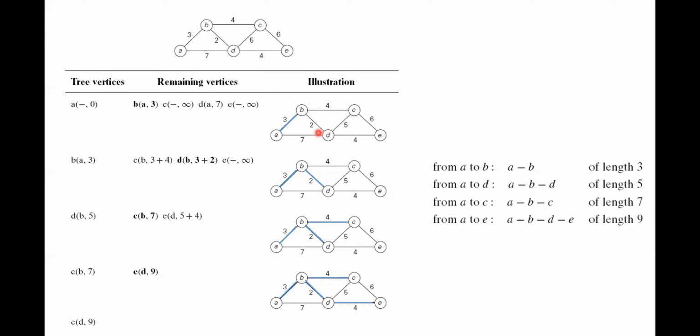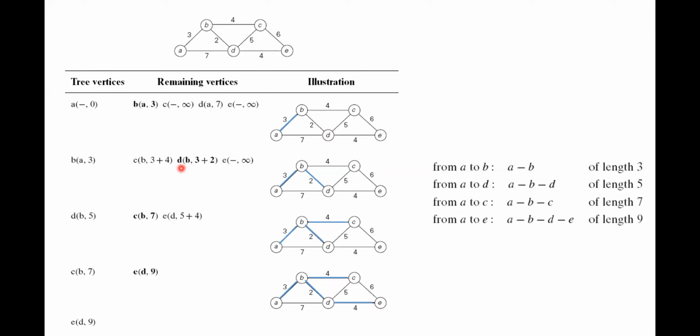So earlier there was a path, but the cost was 7. Now I have found a new path, 3 plus 2, that is 5. That is less than 7, so 3 plus 2 is considered. Earlier there was a path between A and D, but the cost was 7. Now it has been updated with a better cost.